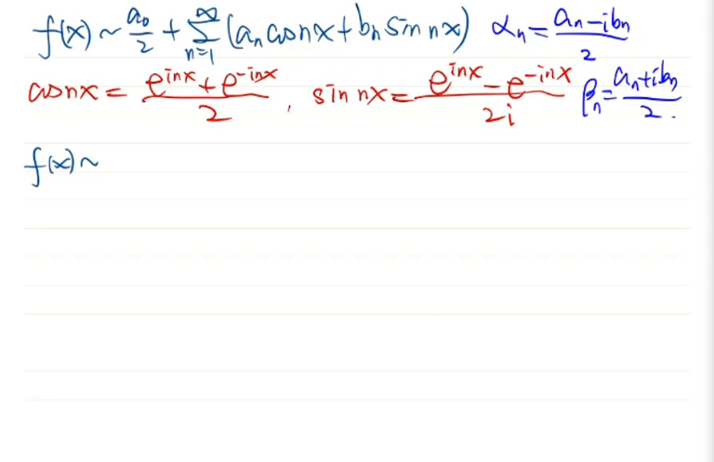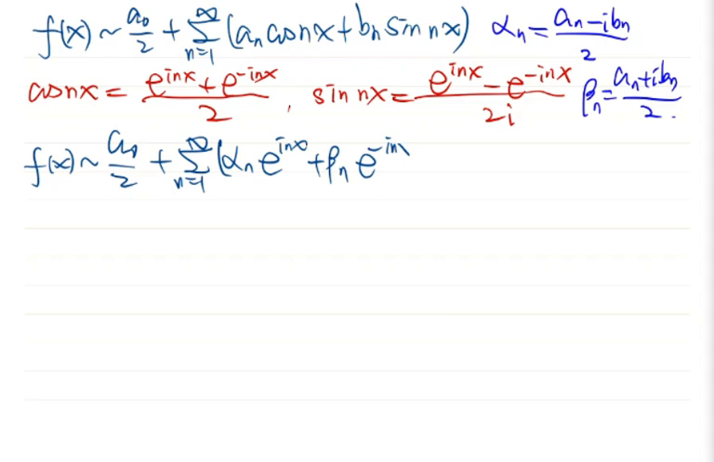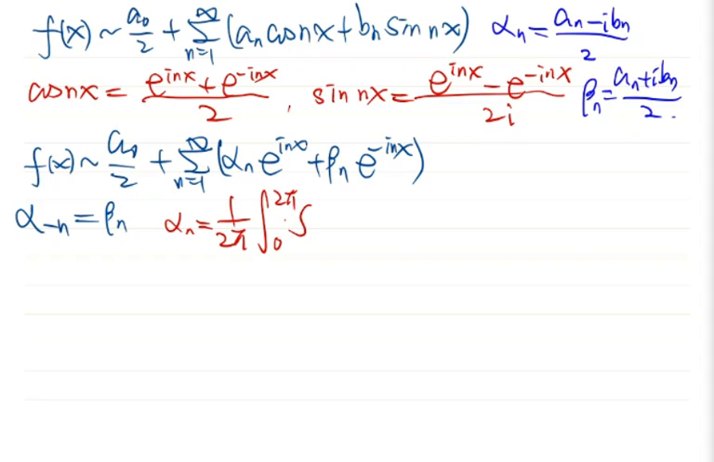Using this alpha n and beta n, our Fourier series can be written as f(x) equals a half of a0 plus the sum from n equals 1 of alpha n e^(inx) plus beta n e^(-inx). Here alpha n and beta n are given, and if we denote alpha minus n to be beta n, then all the alpha n can be written as 1 over 2 pi times the integral from 0 to 2 pi, or minus pi to pi, of f(t) exponential of minus int dt. This is true for all integers n.